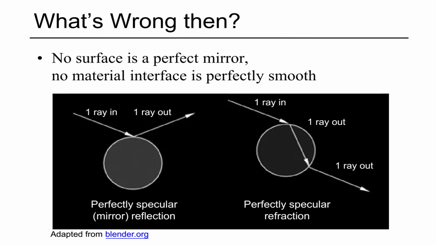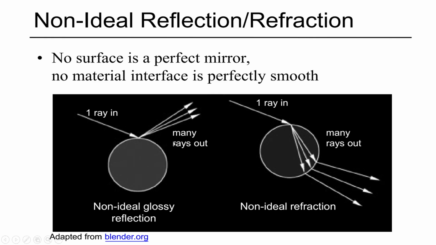Now, for every single primary ray intersection, if you were to cast multiple rays at a small plus minus theta angle from the point of intersection, and then we took the average of their shading results, whatever shading they would generate, then we would get a non-ideal glossy reflection or refraction.